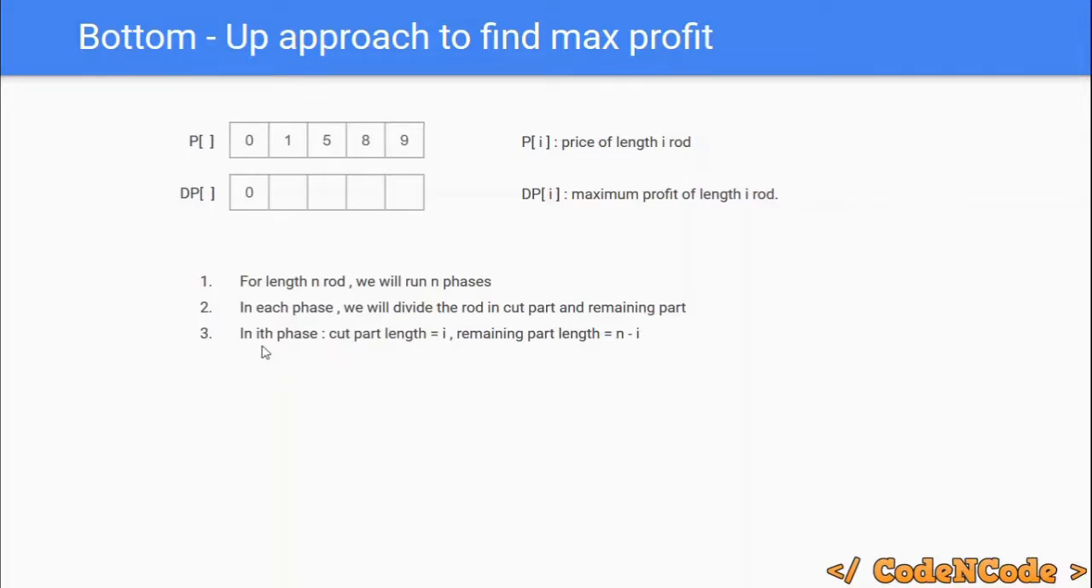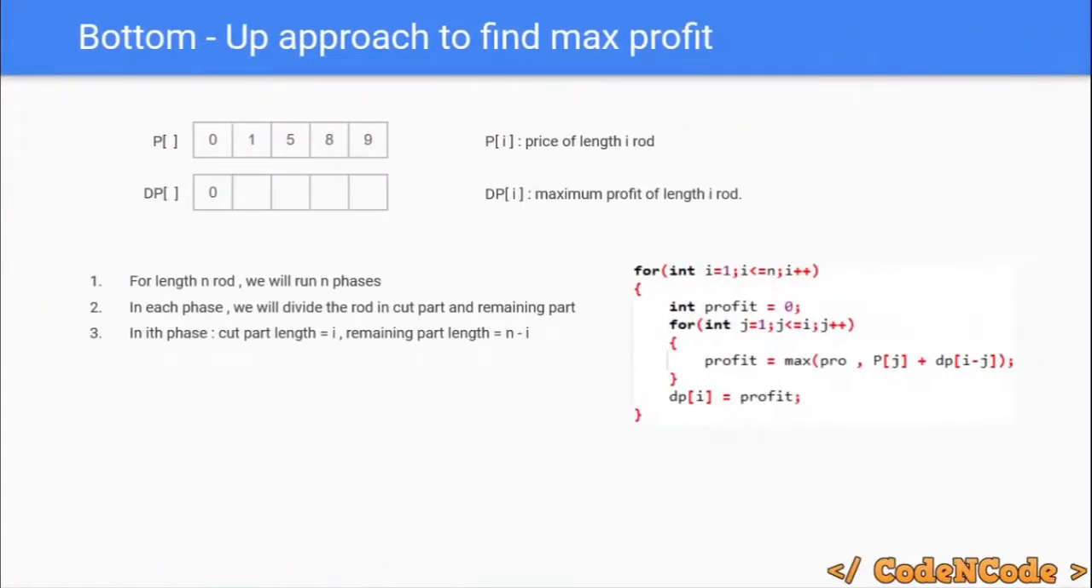So in the ith phase, cut part would be of length i and remaining part would be of length n minus i. So the cut part I'll be selling it completely without decomposition, while the remaining part I can decompose it further. So this is how the algorithm will proceed.